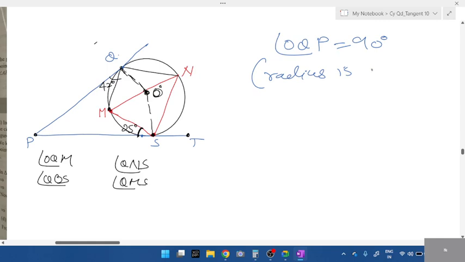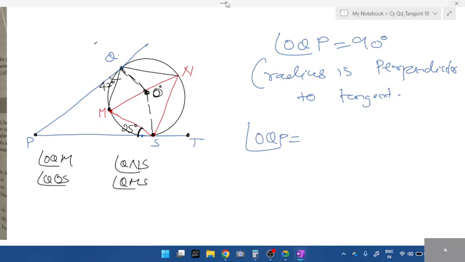Radius is perpendicular to tangent. So if you want to find angle OQM, this angle OQP, angle OQP is made up of how many angles, students?